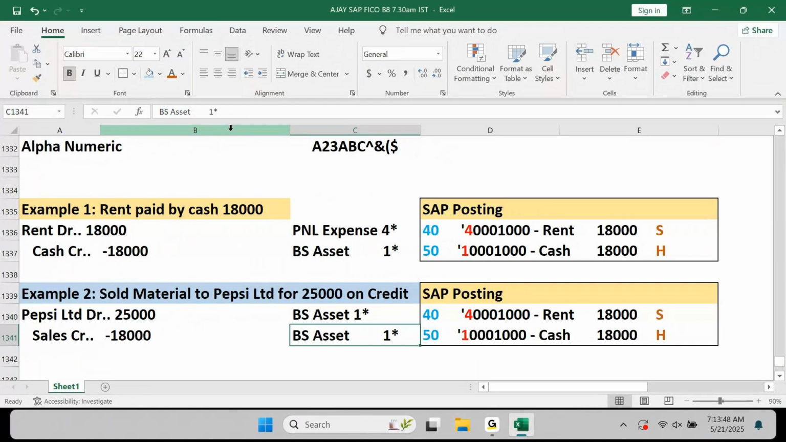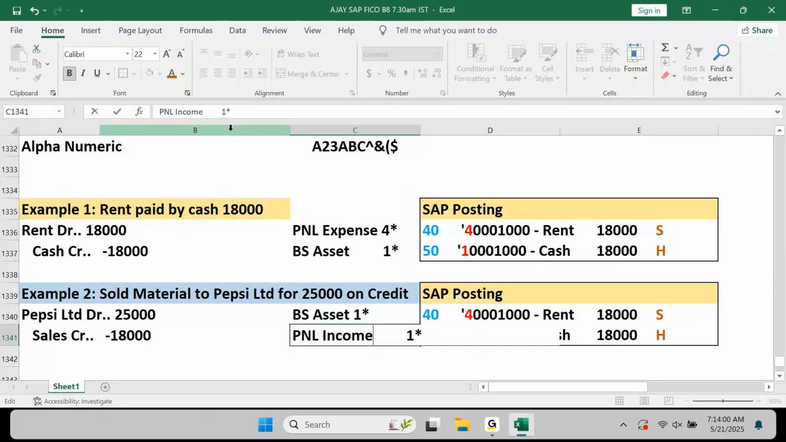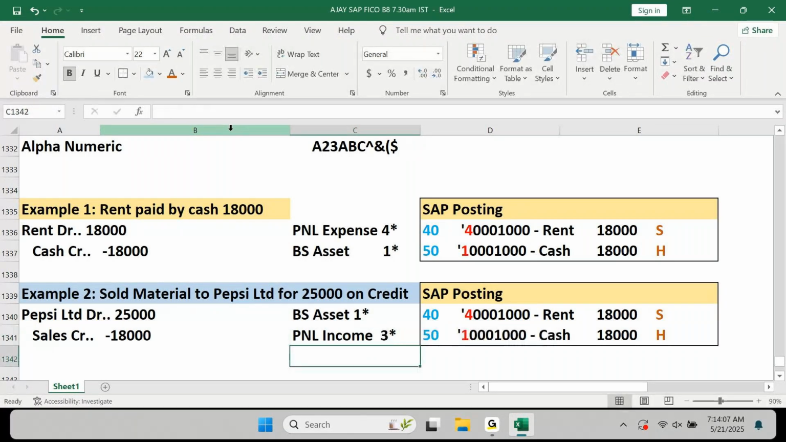Sales is what? Income. Sales is income. This is your P&L income. What series will be used for this? 3 series. Yes, sir. This will be 3 series.